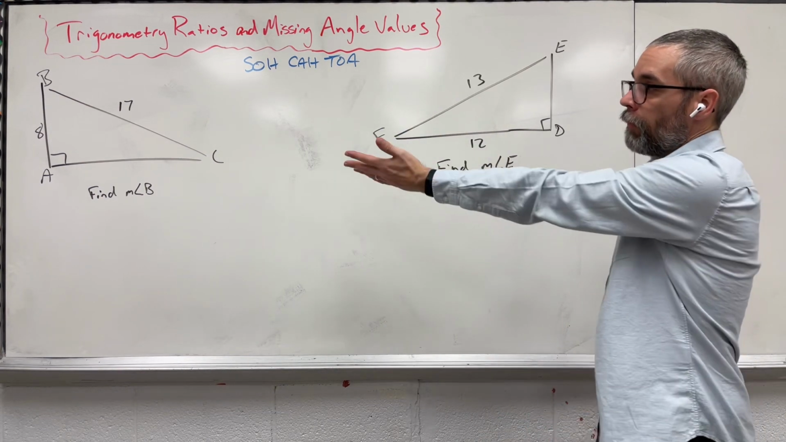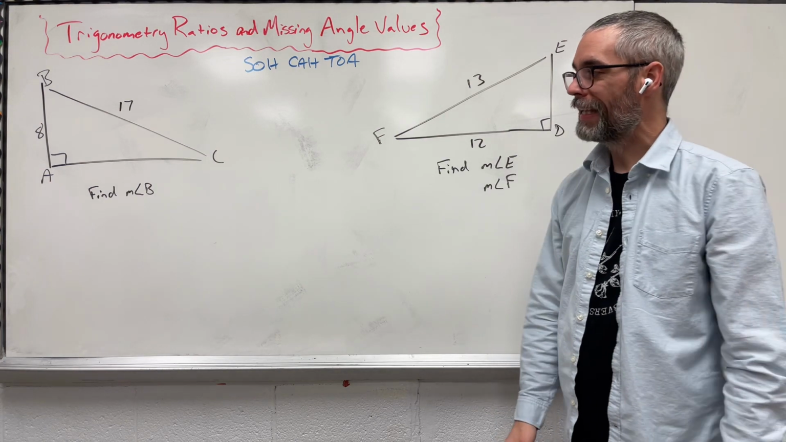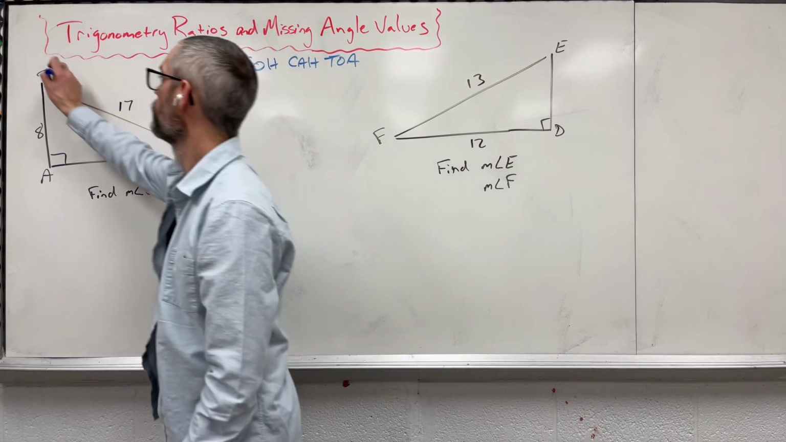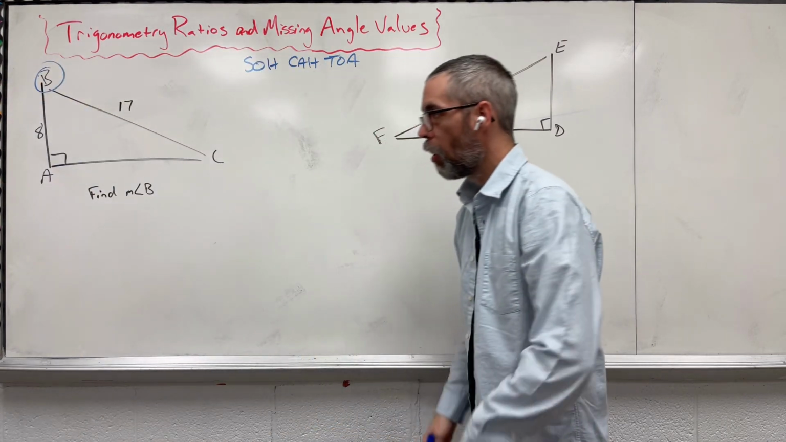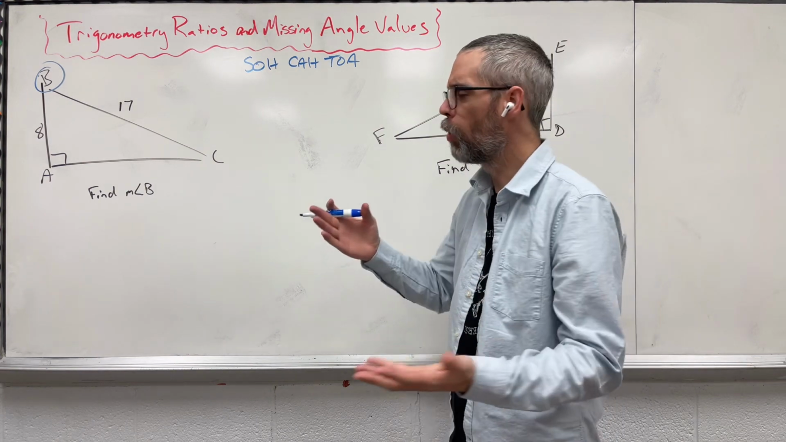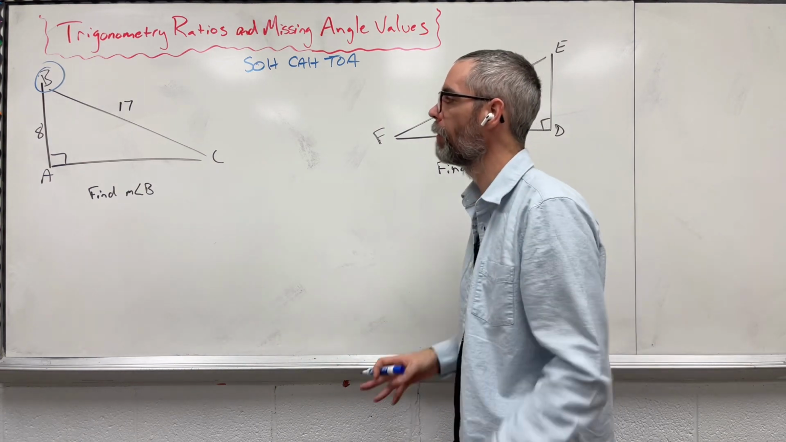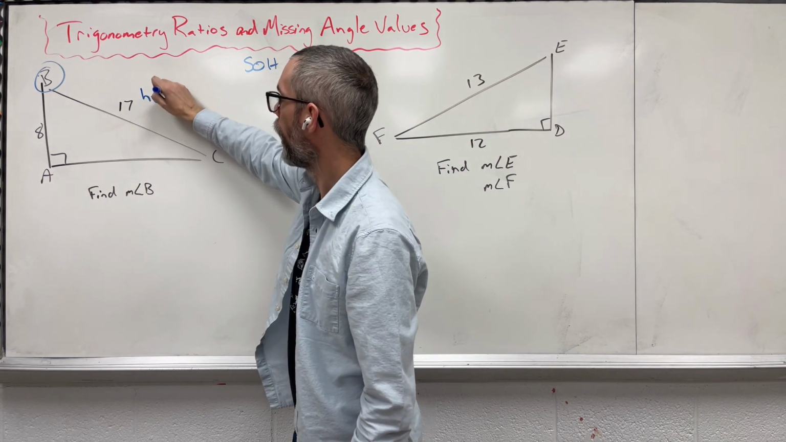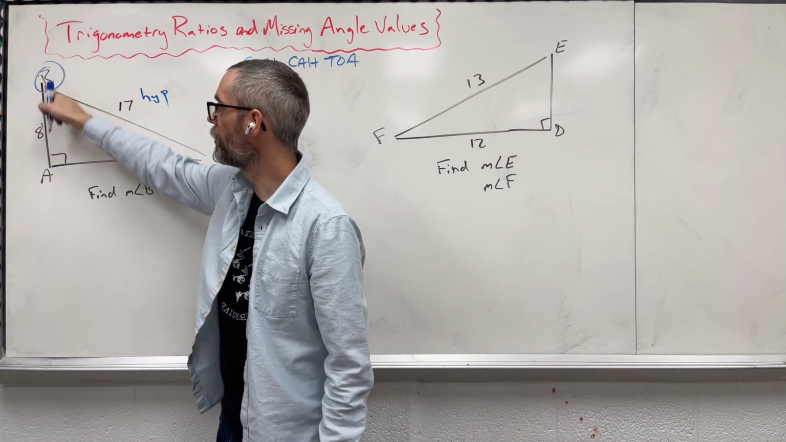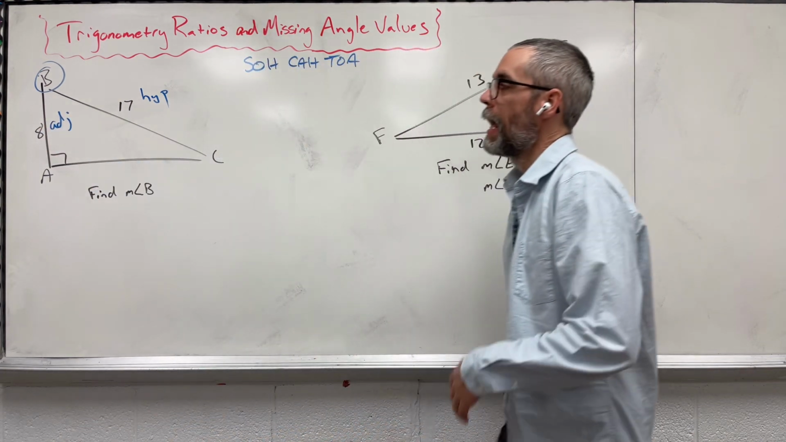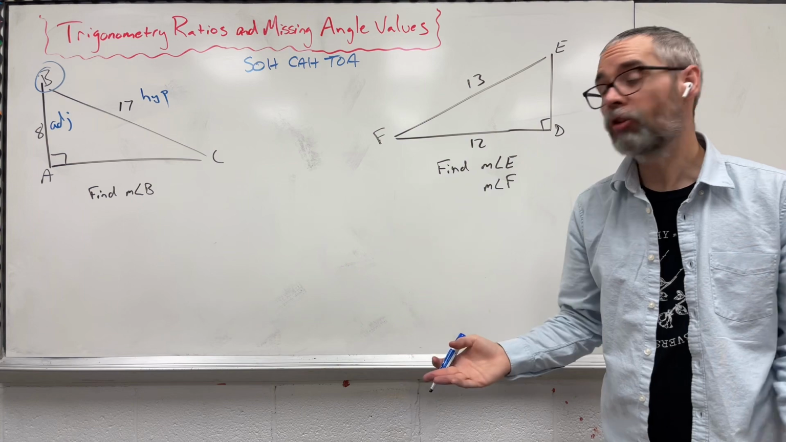So first triangle, we want to figure out what is the measure of angle B. So that is our starting point. From our starting point, we want to know what's our opposite, adjacent, hypotenuse, all that stuff. Across from the right angle is always going to be the hypotenuse. Next to this angle B, we call that the adjacent side. And that's all we have, and that's all we need.